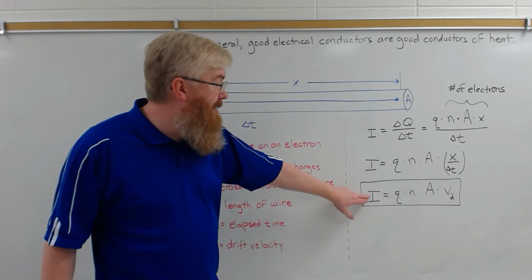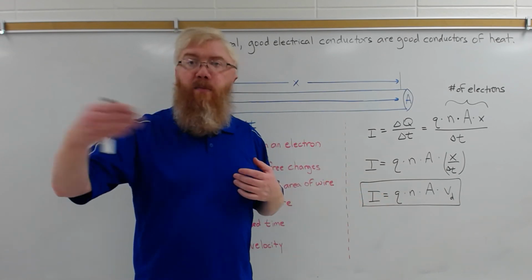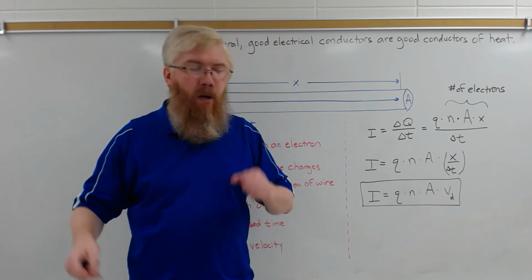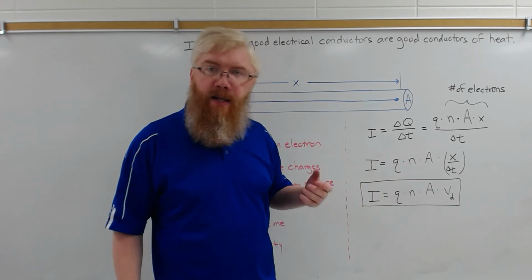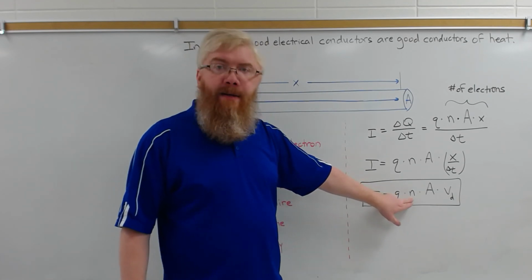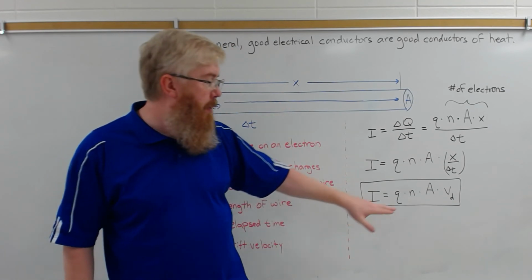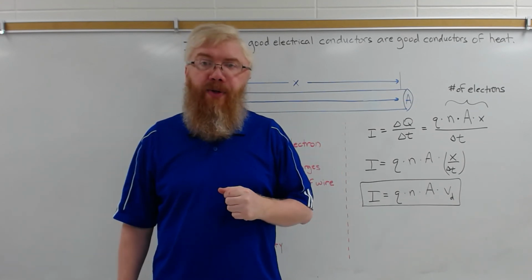So if the current is 0, Q is never 0. Q is negative 1.602 times 10 to the minus 19 coulombs. Excuse me. Right, that's the charge on an electron. N is never 0. That's the charge carriers per unit volume for a conductor. The cross-sectional area of this wire is never 0 either. The wire has some cross-sectional area.